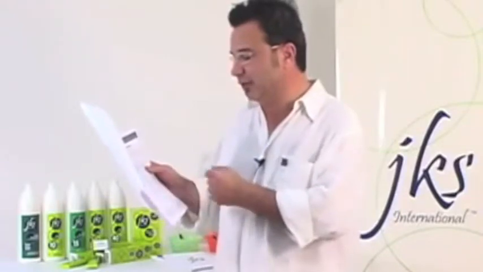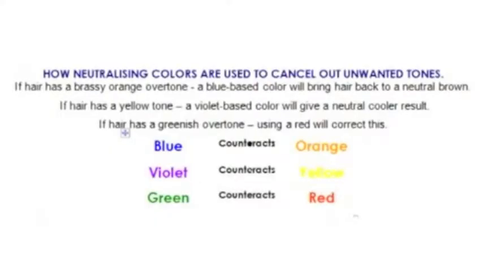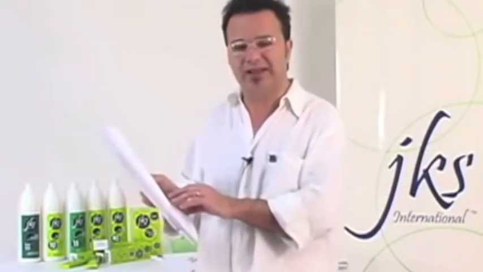But on this page in the middle, we talk about primary colors, secondary colors, and tertiary colors. It is important for you to know when you say primary and secondary tones. And then at the bottom of that page, how neutralizing colors are used to cancel out the unwanted tones. This is an example, such as blue versus orange, violet versus yellow, and so forth. But then again, this is a very small example.